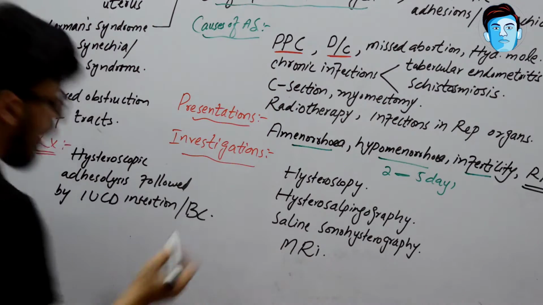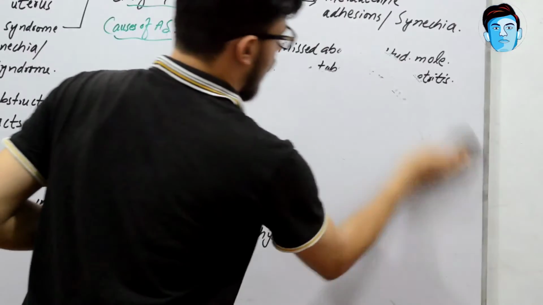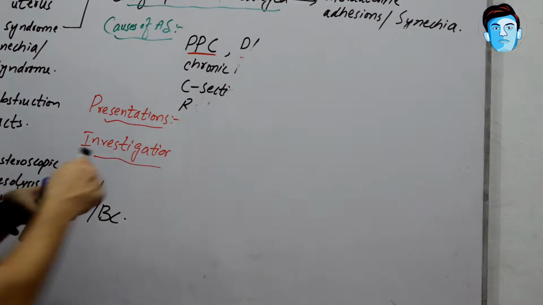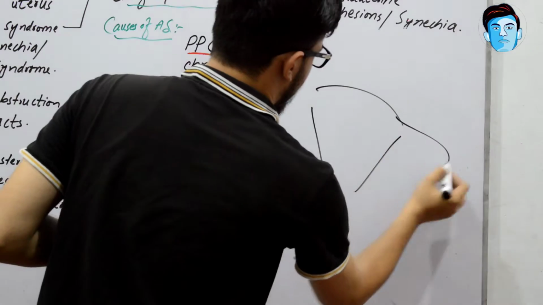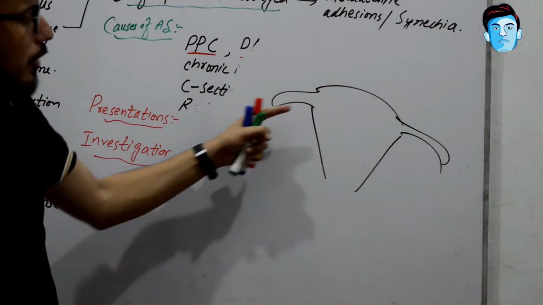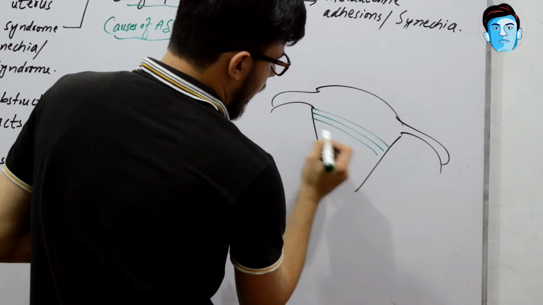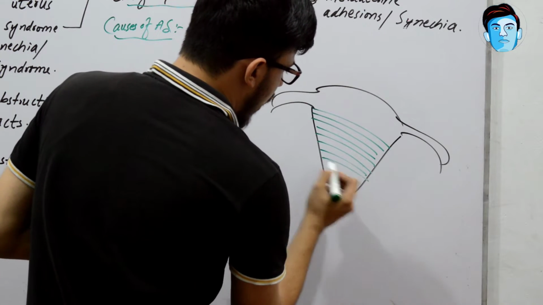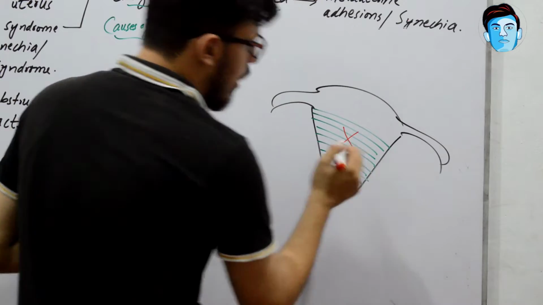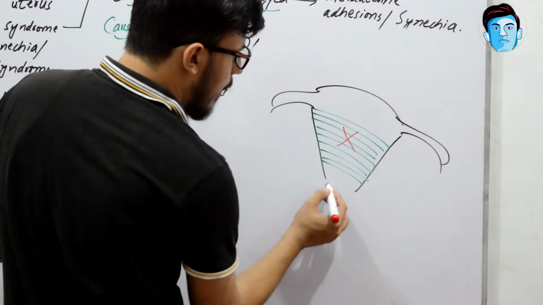or balloon catheter. Let's suppose this is a uterus. In Asherman syndrome the endometrial layer is destroyed. As a result there is formation of intrauterine adhesions, which is also called synechia. So how will you treat the patients? Initially you have to break these intrauterine adhesions or synechia. After that you will insert a balloon.